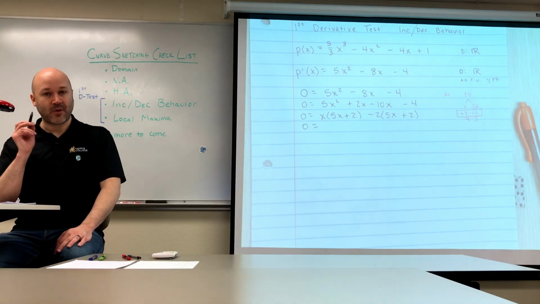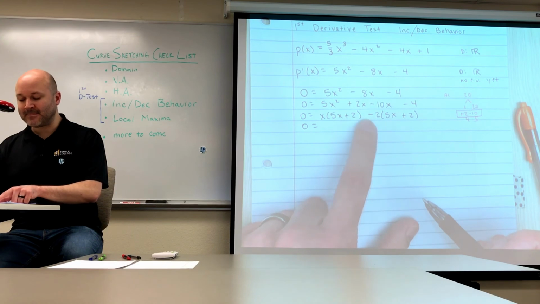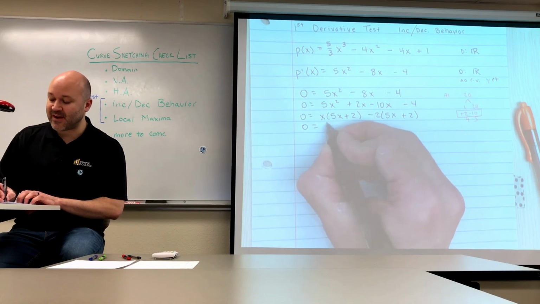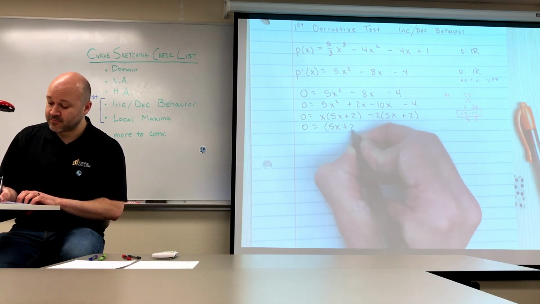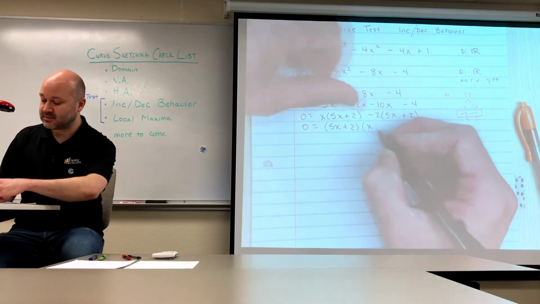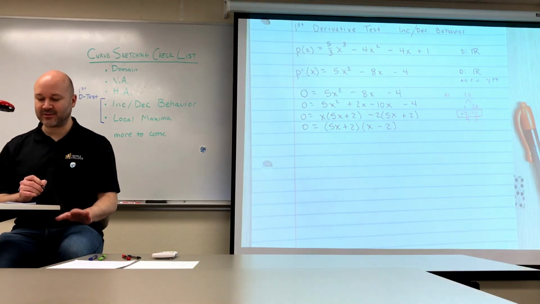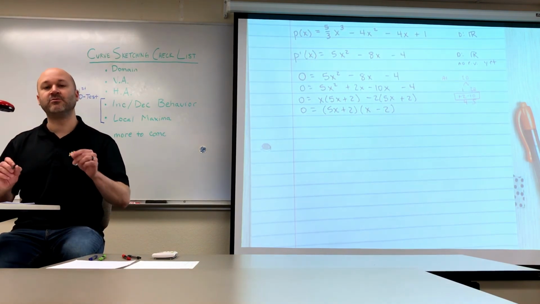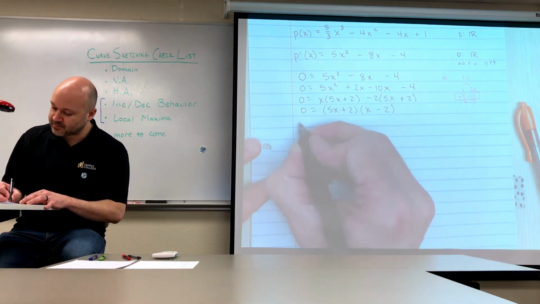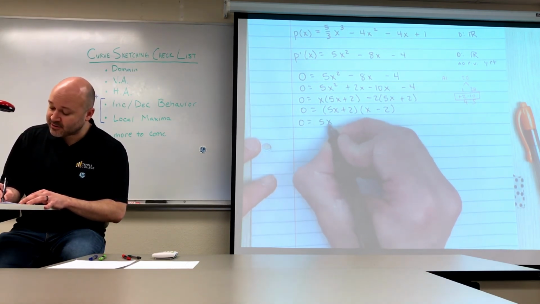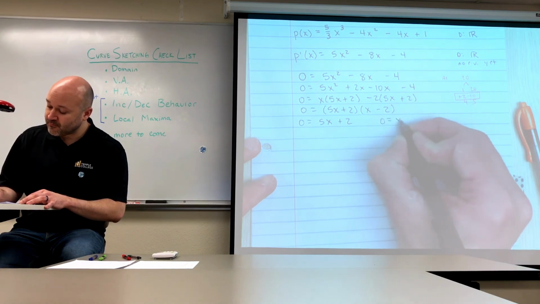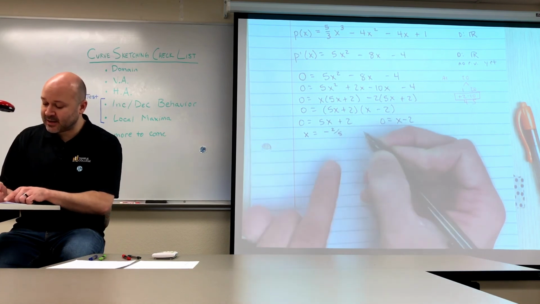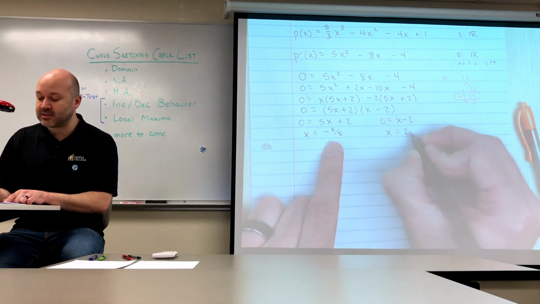Factoring step's not done quite yet. I have this first term minus this second term, but those two terms have something in common, that 5x plus 2. So I'm going to factor it out from both terms. That leaves me with x minus 2. Okay, factored it. Now that I've factored the quadratic, I can set each factor equal to 0 and solve those two linear equations separately. I'll quickly solve. I get a negative 2/5 and a positive 2.